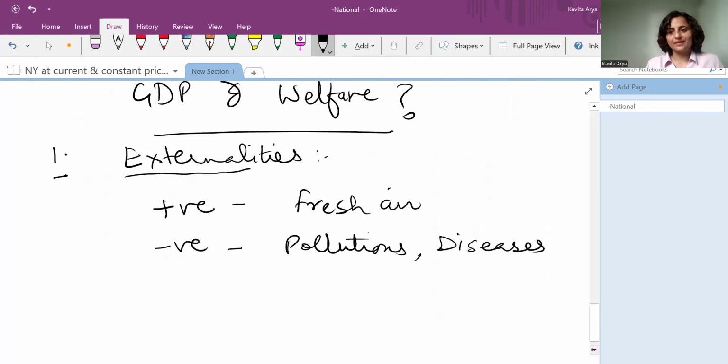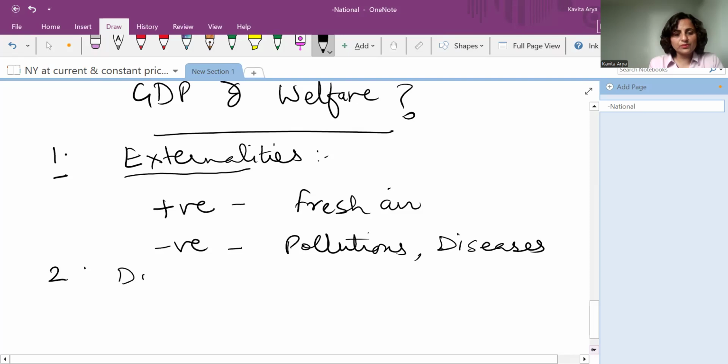That is external. So we see that while people are creating GDP, that GDP sometimes is not taking into consideration those impacts which are external while calculating. So these are neither rewarded nor penalized. Next point is the distribution of GDP. When I say the distribution of GDP, what does it mean?